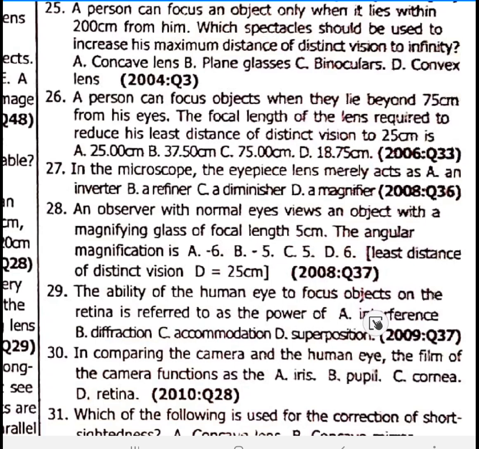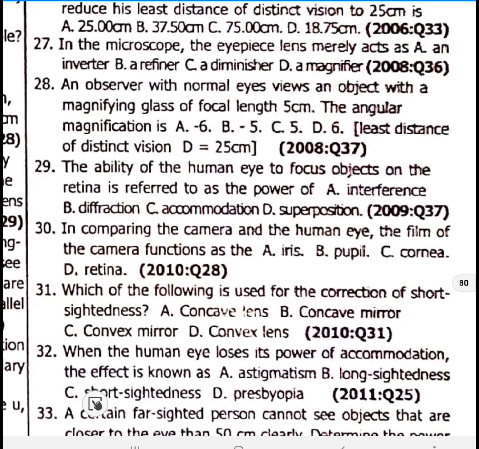29. The ability of the human eye to focus an object on the retina is referred to as accommodation, option C. 30. In comparing the camera and the human eye, the film of the camera functions as. Now, let's write down. Draw your line like a table. On one side, camera, on the other side, human eye. The film of the camera equals the retina of the human eye. The lens of the camera equals the lens of the human eye. The diaphragm on the camera equals the iris on the human eye. The aperture on the camera equals the pupil on the human eye. 30 is option D, retina.